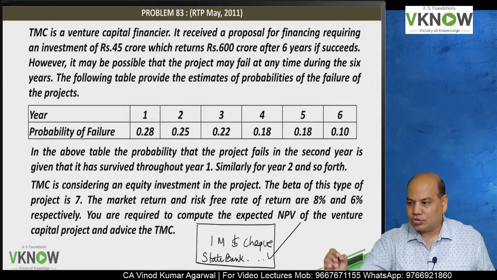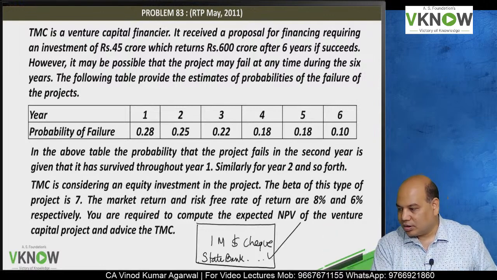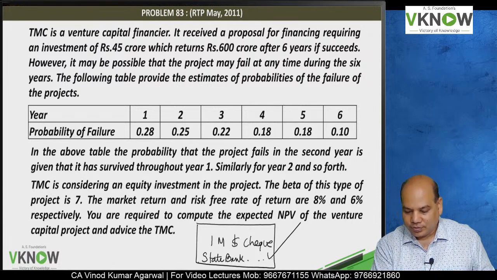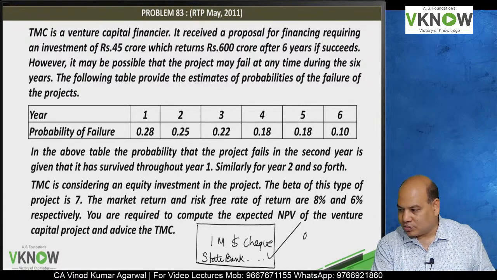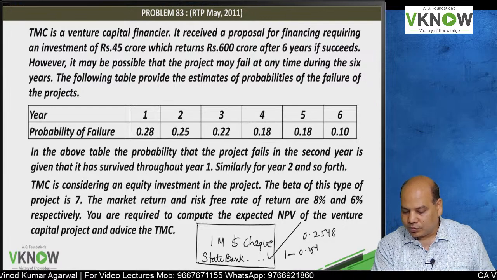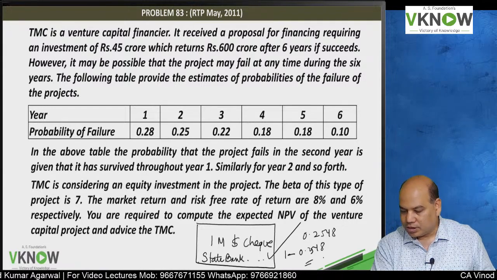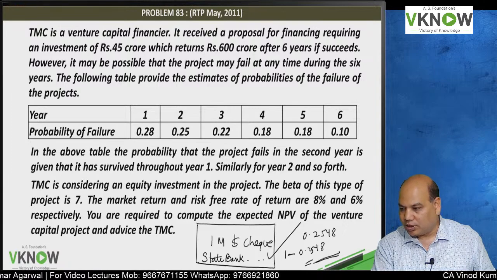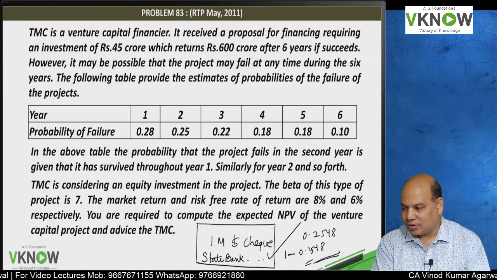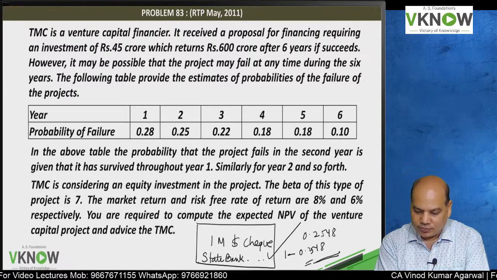So this check goes to Divya. Now, what is the probability of failure? If the probability of success you said 0.2548, the probability of failure is the balancing figure, 1 minus 0.2548. That is whatever you get, that is your probability of failure. Is it right? Now let us read the problem further.